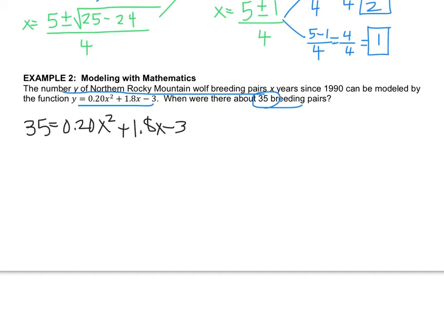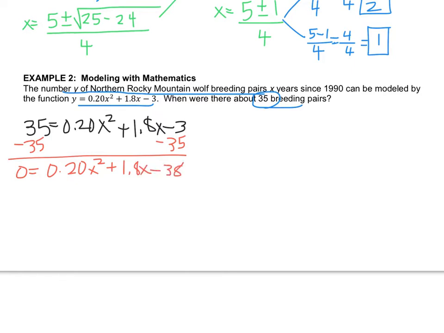Now, I definitely wouldn't want to use any of my techniques because I have decimals as coefficients. It's really annoying looking. So this is a perfect example for the quadratic formula. The quadratic formula only works if it equals 0, so let's bring that 35 over. So I'll get 0.20x squared plus 1.8x minus 38. Now I can use the quadratic formula.